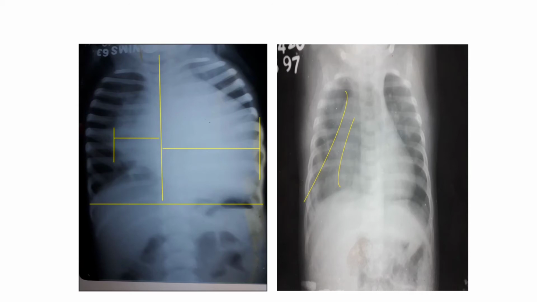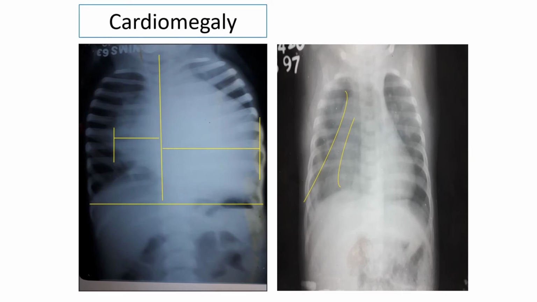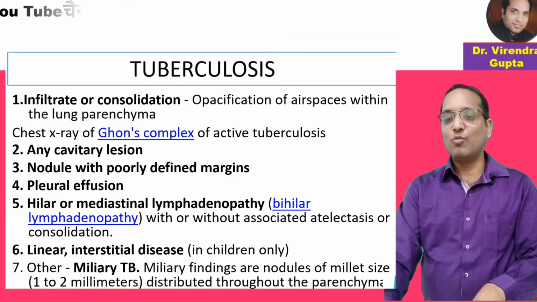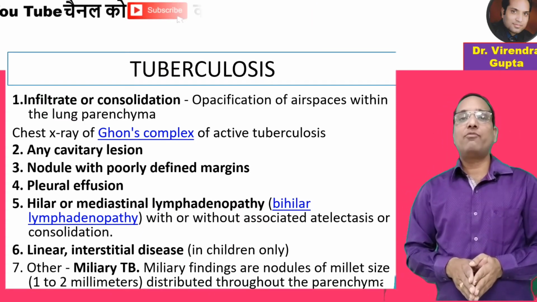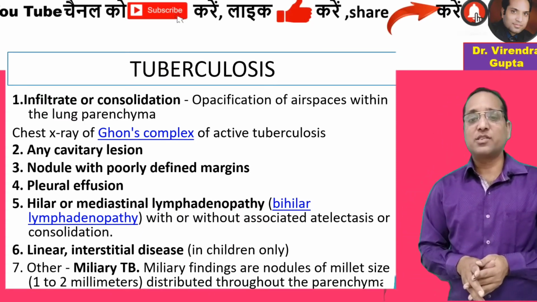If we take the CT ratio, this is around 50%. So this is the picture of pneumothorax. This is cardiomegaly, while this is the pneumothorax. Now guys, come to the X-ray picture of tuberculosis.